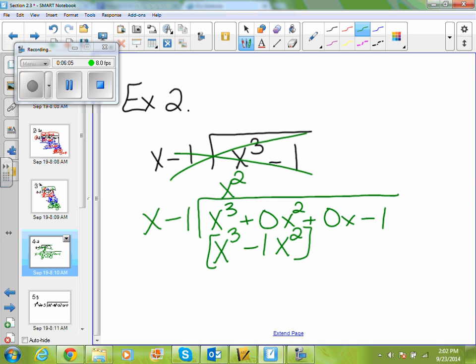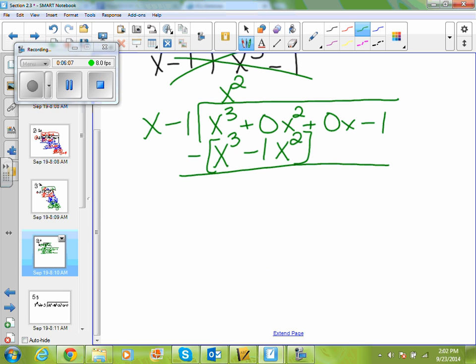And then if I subtract, x cubed minus x cubed cancels, minus a negative becomes a positive 1x squared, because 0 minus negative 1 becomes 0 plus 1, which is 1. And then I bring down my 0x.